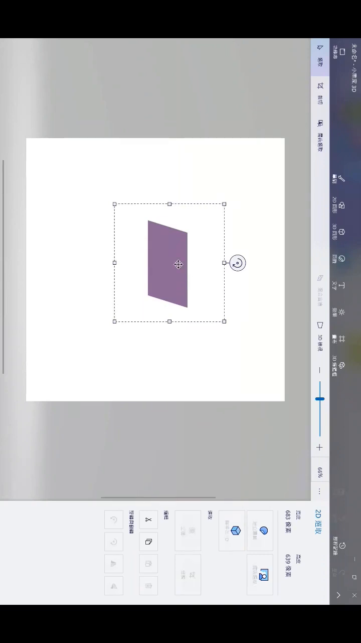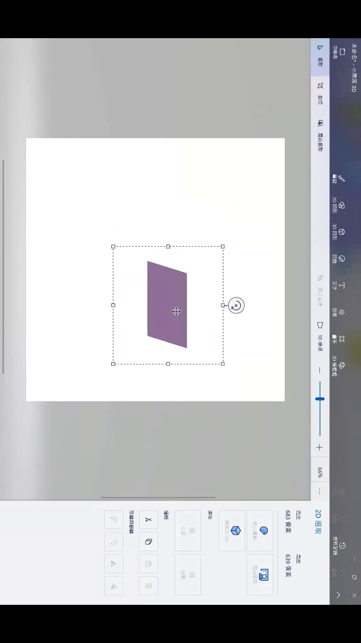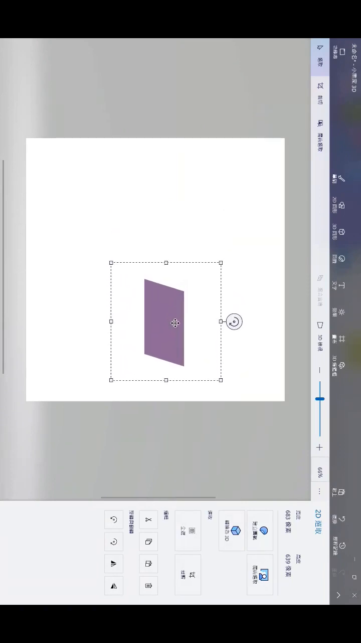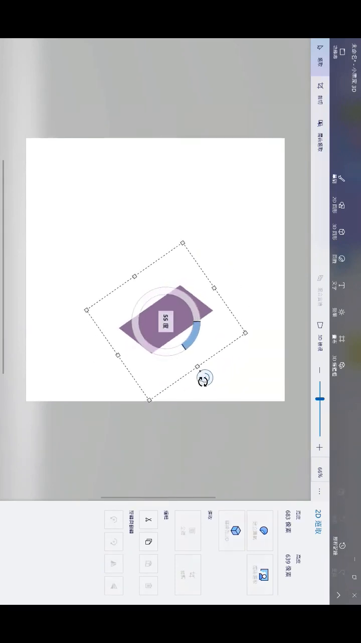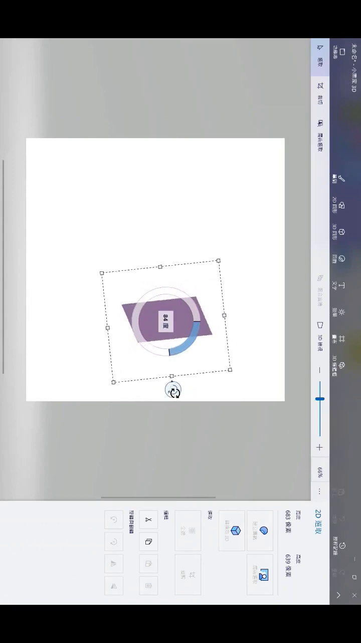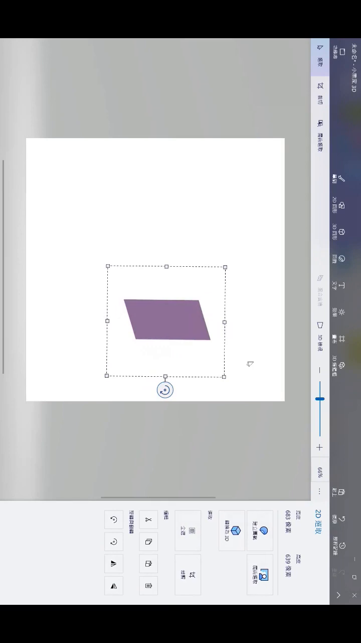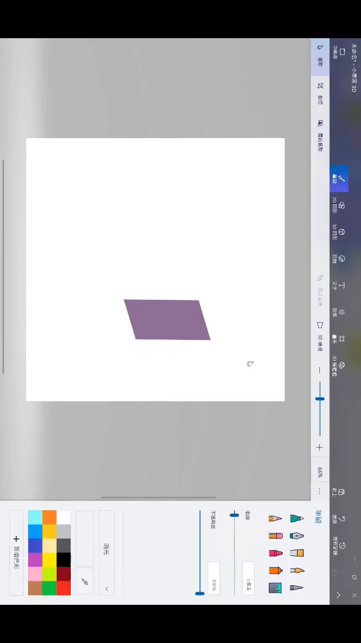So we move it to the right. And then Abby flips it once. So we try to flip it horizontally. Oh, it becomes like this. And finally, she turns it. So we rotate it 90 degrees in a clockwise direction. So now the parallelogram looks like this.